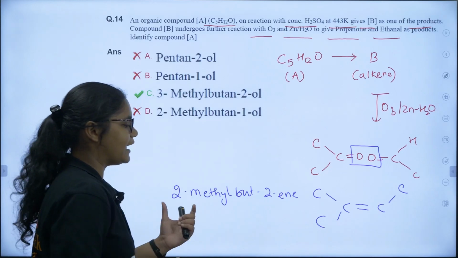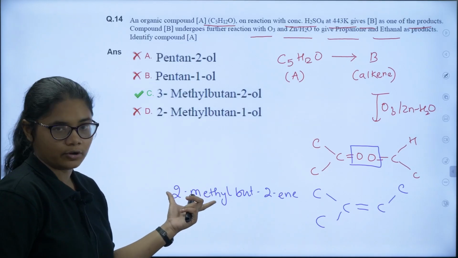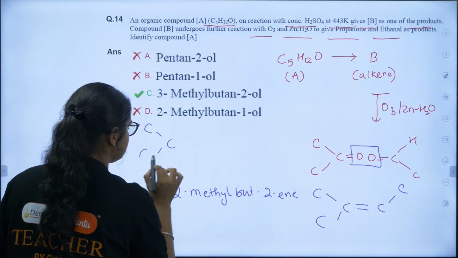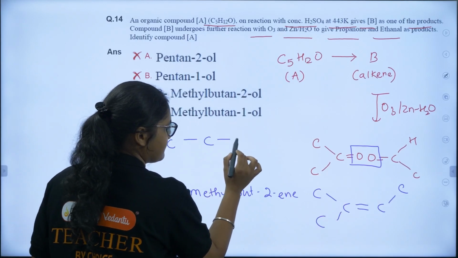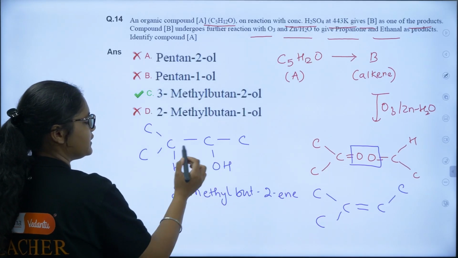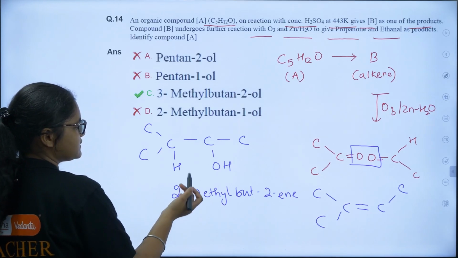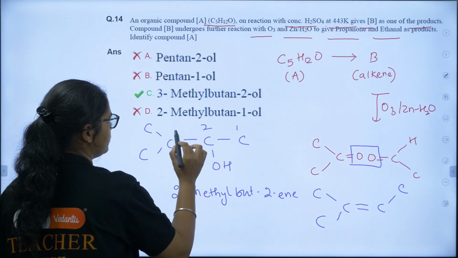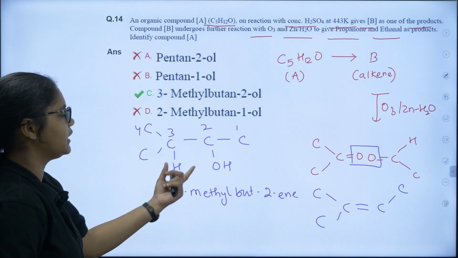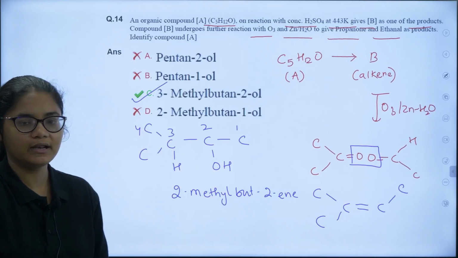Okay, this is the alkene, and this must have formed from the alcohol. So here we can just replace here. So I'll get like this, C OH and H. From here, if dehydration takes place, I'll get 2-methylbut-2-ene. If you see, this is 1, 2, and then 3, and then 4. So 3-methylbutan-2-ol. Okay, so the correct answer for this question will be option number C.